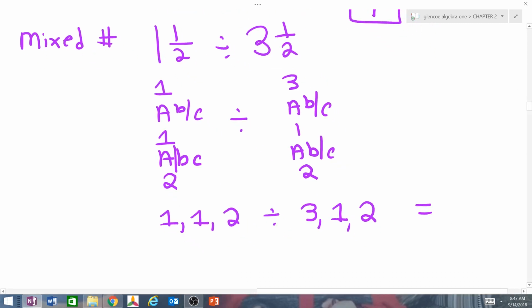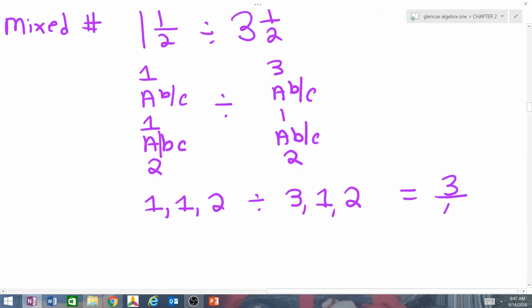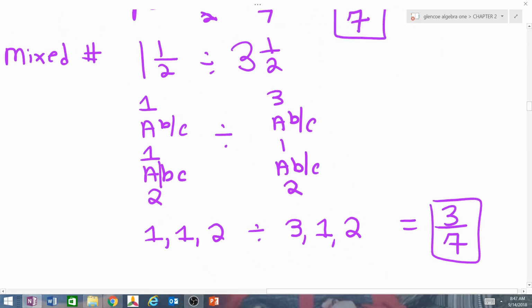And you should get 3/7. Is that the correct answer? Yes. Does everyone understand what to do? Yes. Try it to make sure you understand it.